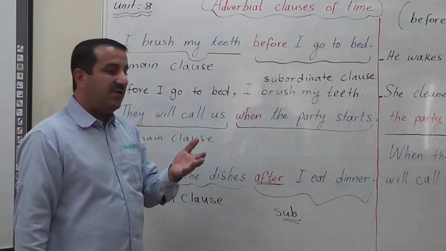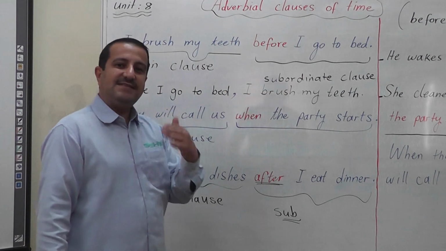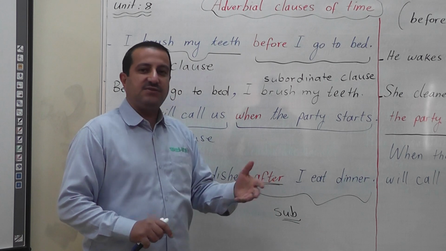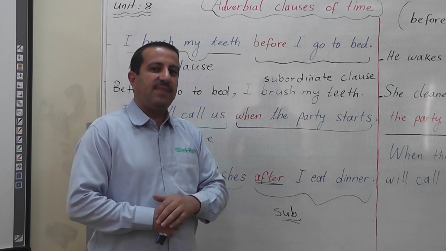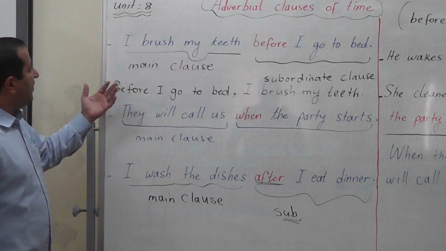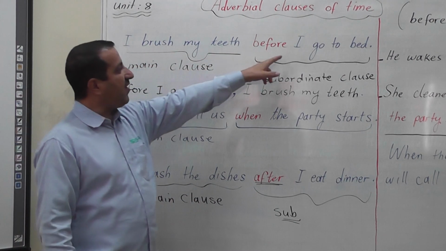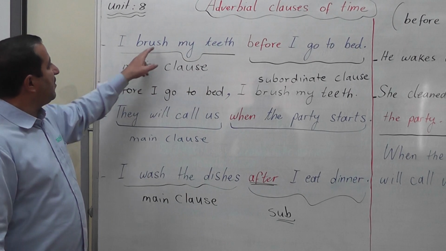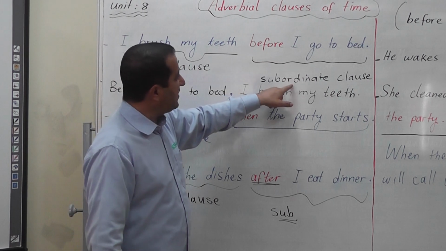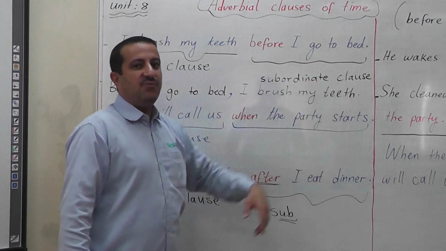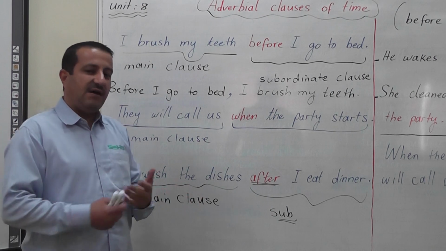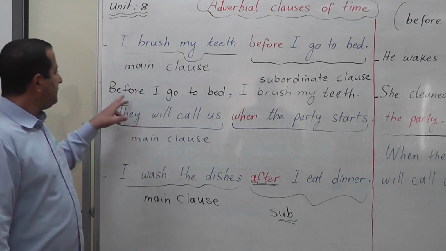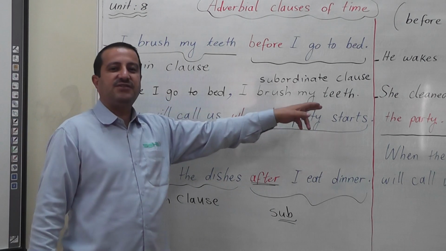So as I said before, the subordinate clause doesn't have a complete meaning on its own. So we need to complete the sentence to give a full meaning of the sentence. I brush my teeth before I go to bed. Like I said, this is a sentence that has a main clause and a subordinate clause as well. So we can say it differently, but without changing the meaning. We can start with the subordinate clause at first. Before I go to bed, I brush my teeth.